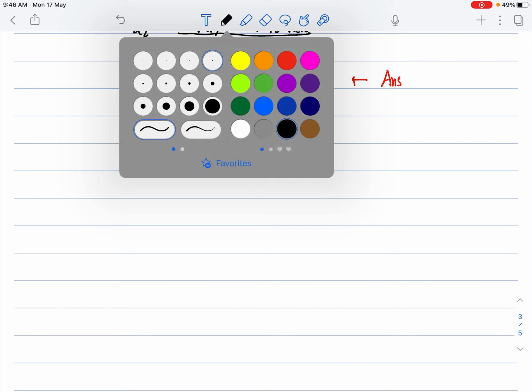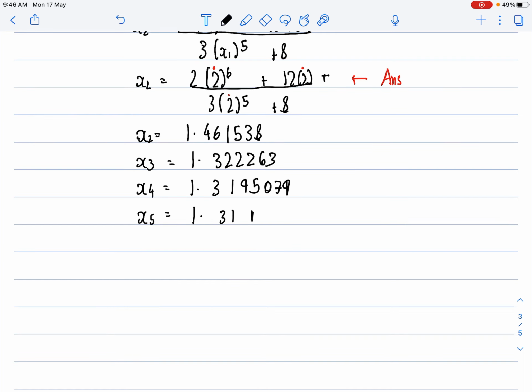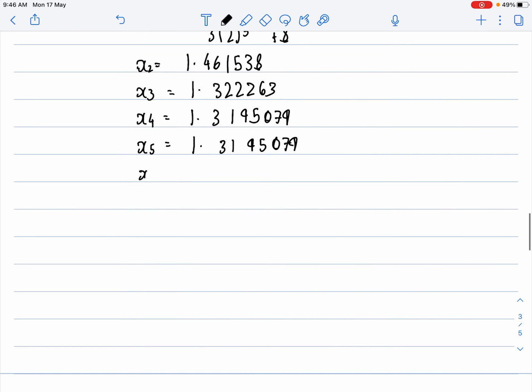So I get my value as 1.322263. Now for x4, just simply click on equal to. So I get my value as 1.3195079. x5, again click equal to. So I get my answer as 1.3195079. And on x6, again click equal to.